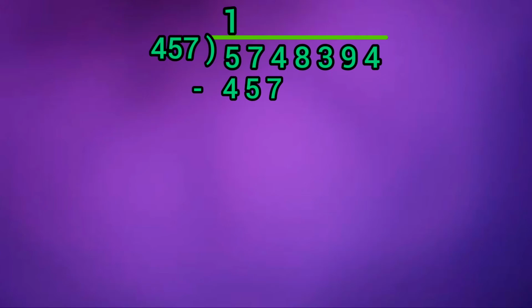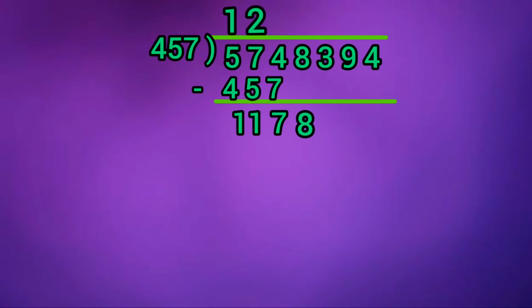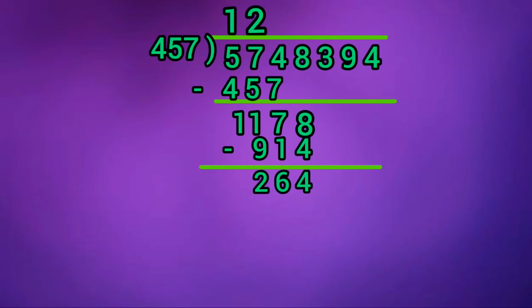574 minus 457 is equal to 117. Bring down the next number 8 and it becomes 1178. 457 into 2 is equal to 914 and that is the least. So keep 2 in the quotient and subtract 914 from 1178, which becomes 264. Bring down 3, which becomes 2643.